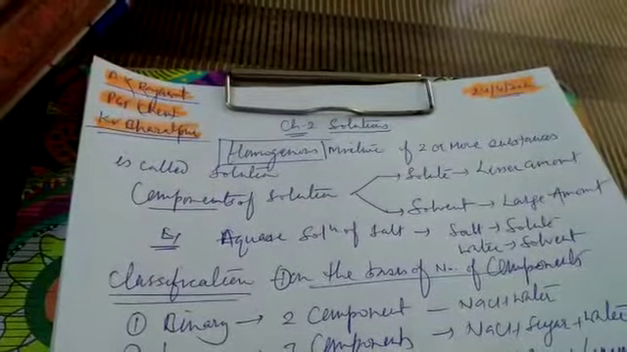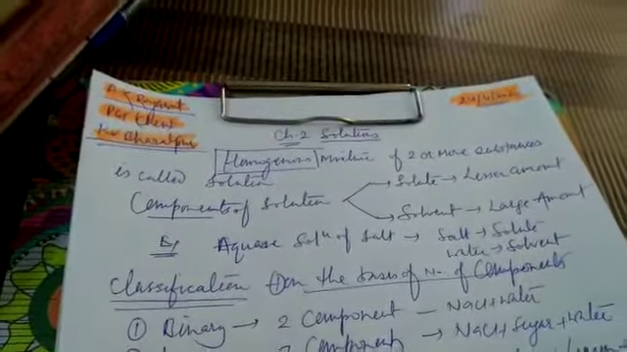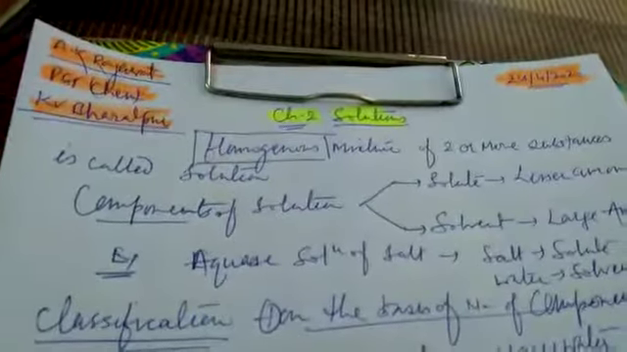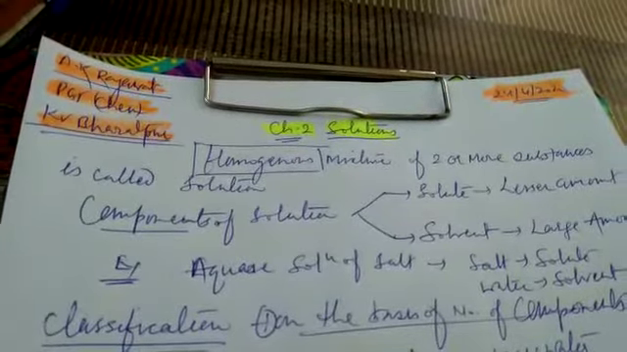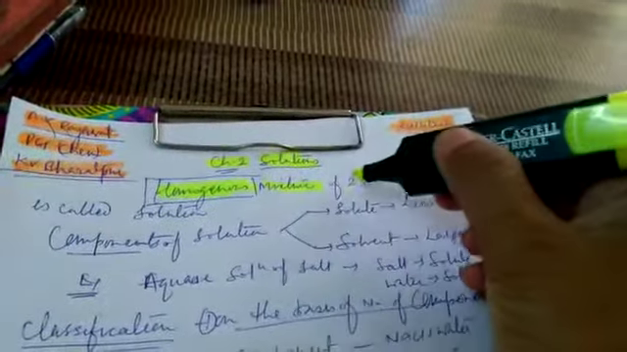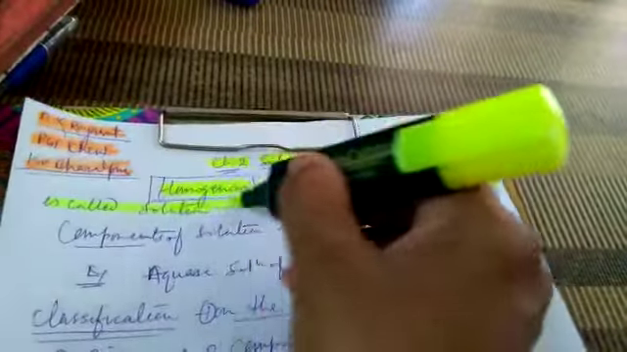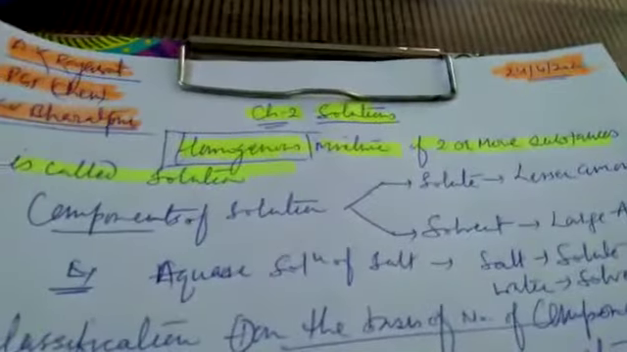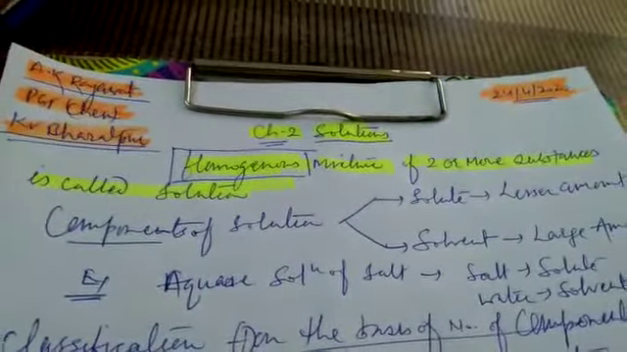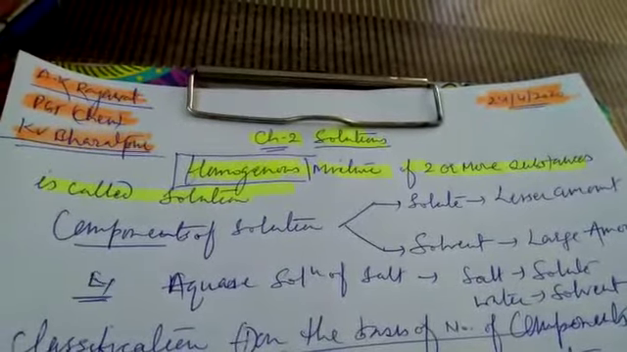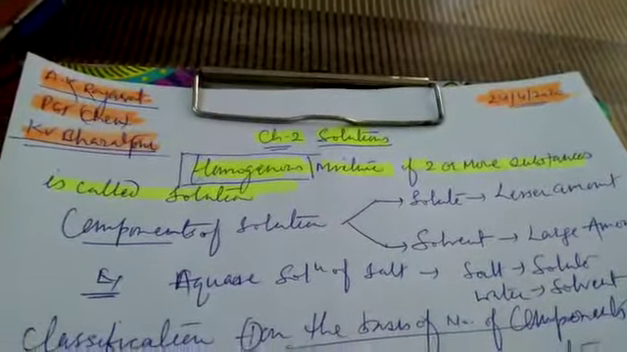Dear students, today we are going to start a new chapter, chapter 2, solutions. How can we define a solution? The homogeneous mixture of two or more components or substances is called a solution.